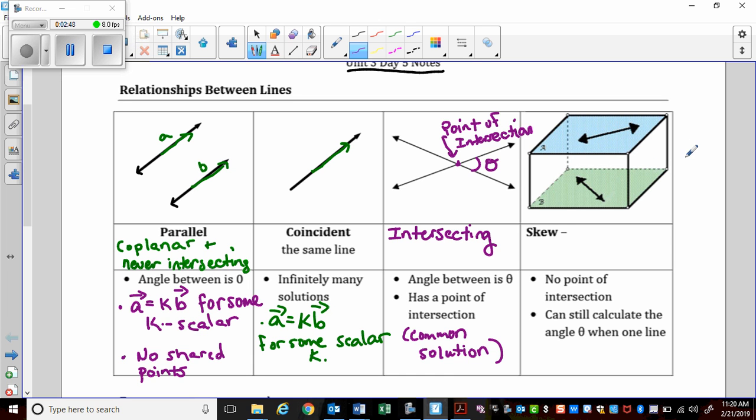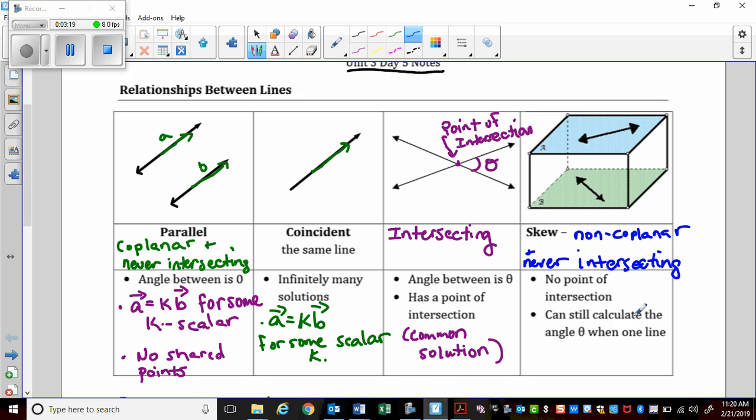Skew lines. We learned this in geometry. I don't know if you guys have seen this since, but skew lines are non-coplanar. They're not on the same plane, and they never intersect. So they have no point of intersection. They're not going to have a common solution.